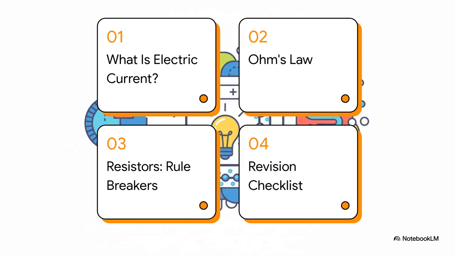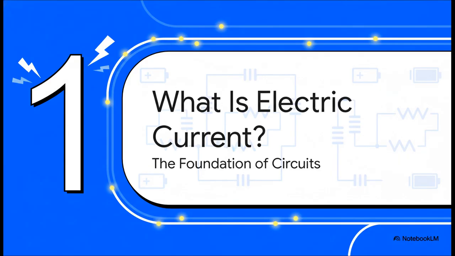So here's our game plan. First, we're going to get to grips with what electric current actually is. Then, we'll dig into the one formula that kind of rules them all, Ohm's law. After that, we'll meet the rebels of the circuit world, the components that like to break the rules. And finally, we'll wrap it all up with a super focused revision checklist so you know exactly what you need to remember. Okay, let's dive straight in with Section 1.